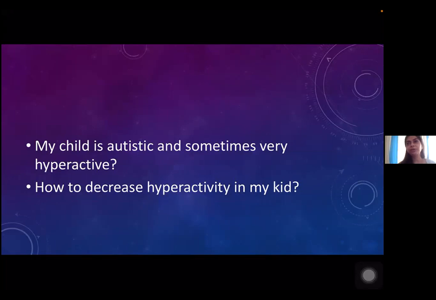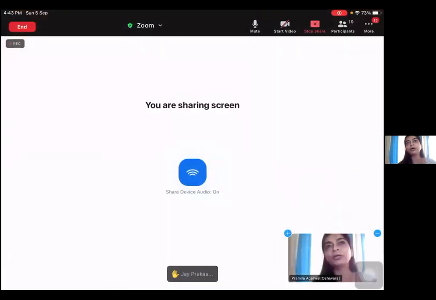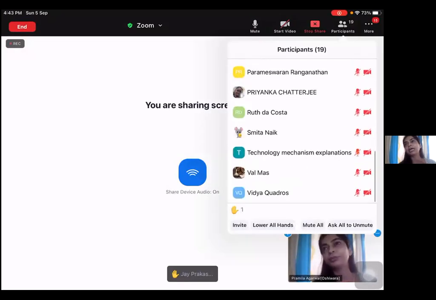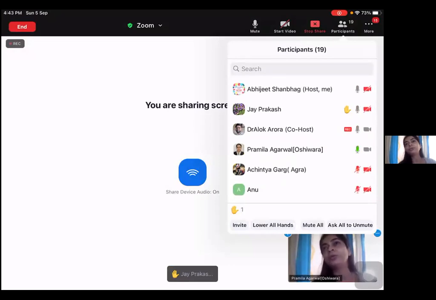Hi, Dr. Abhijit. With your permission, may I just add to this? Yes, please. Okay, hi. I think Mr. Jay Prakash ji has posed this question that the child is very hyperactive. So now we need to channelize the hyperactivity of these children, because as they keep growing, the energy level also keeps growing in them. So how do you channelize this?